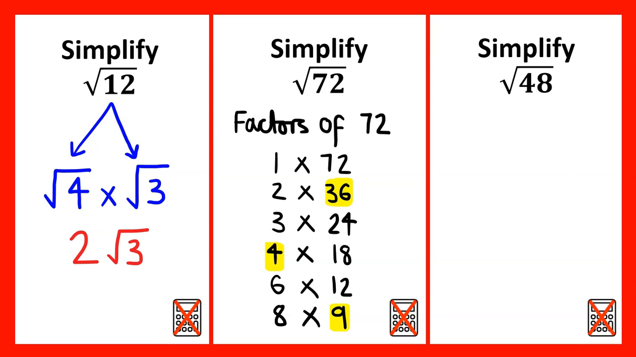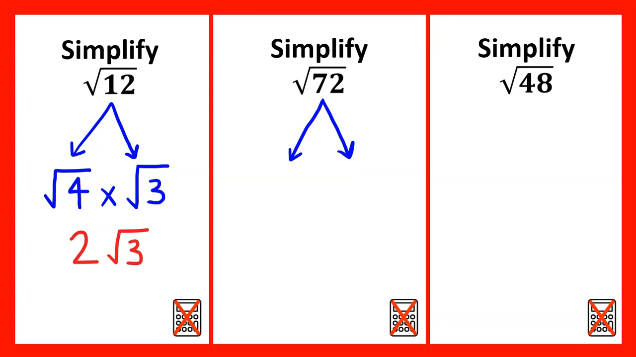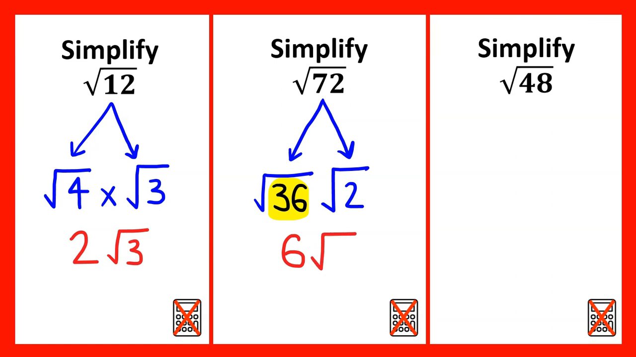This is the same with surds. You'll lose marks if you don't simplify fully. Therefore, we should always be using the largest square number from the list of factors. So in this case, we can split root 72 into root 36, and I'm going to leave the multiplication sign out and just write down root 2 next to it. Now I know that the square root of 36 is 6, and this will leave us with 6 lots of root 2.